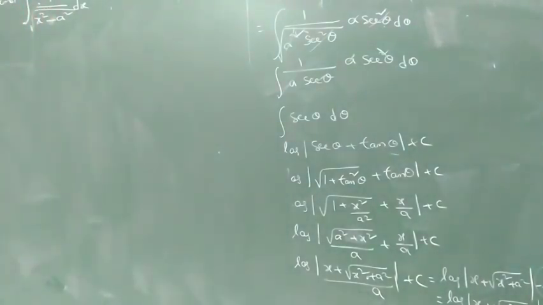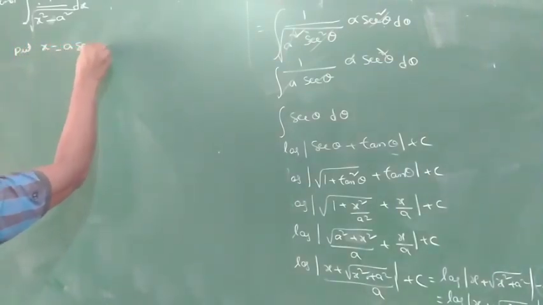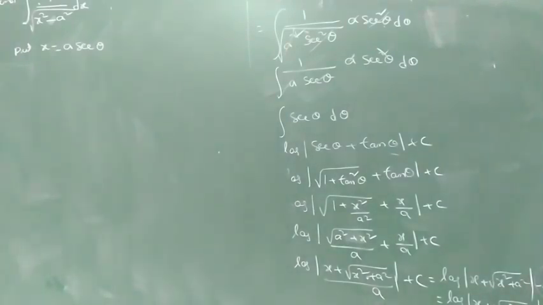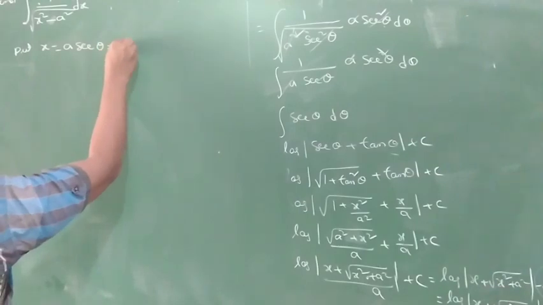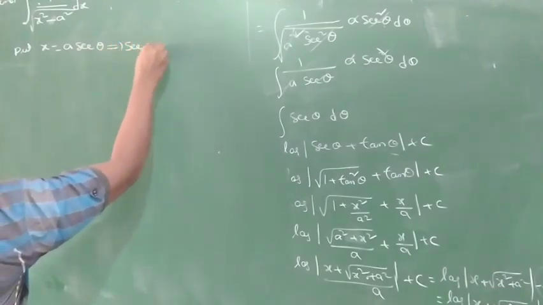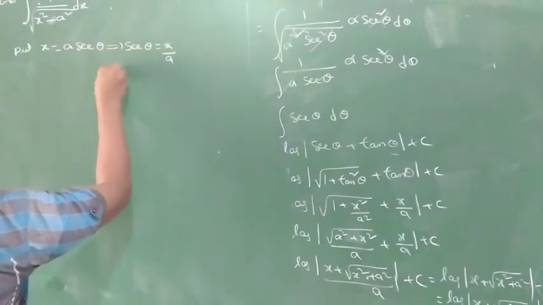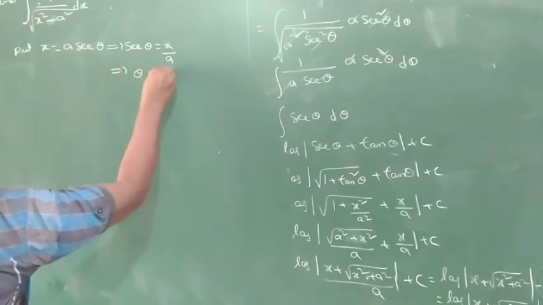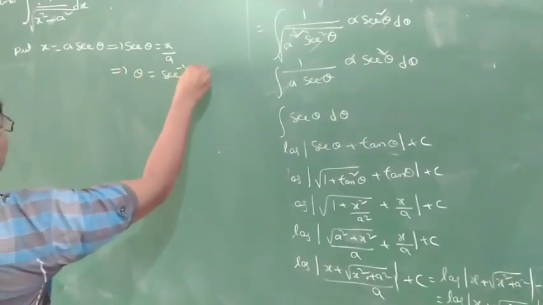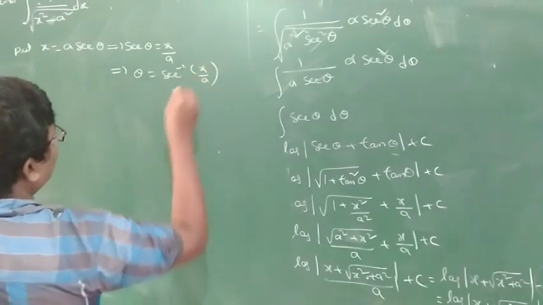Find the integral of 1 by root of x square minus a square. First of all, put x is equal to a secant theta. So that implies secant theta is equal to x by a, which implies theta is equal to secant inverse x by a.